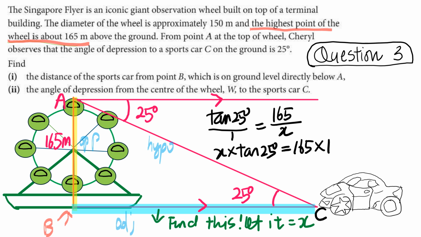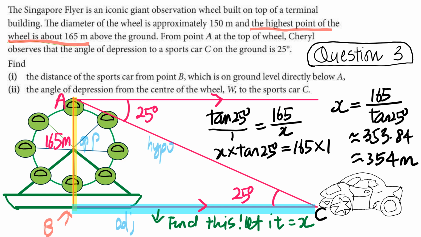So we use tangent because we need to find A and we know O. So we use the trigo ratio for tangent. Tangent 25 equals 165 over x. So we just cross multiply and then divide by tangent 25 on both sides, and you will get the distance. That means the sports car is 354 meters from point B. Point B is directly below point A. So that's part I, relatively easy.